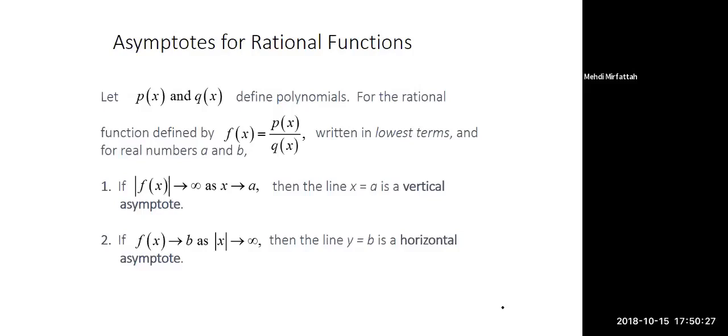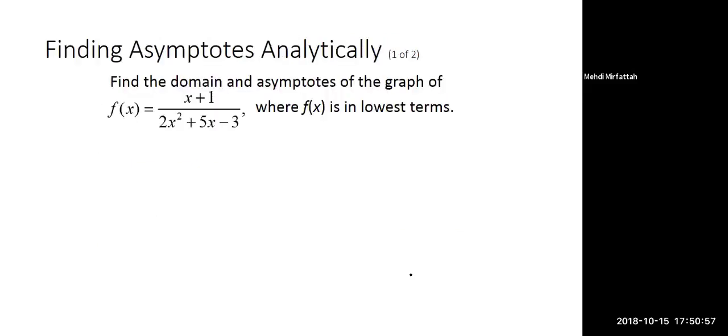and for real numbers a and b. If the absolute value of f of x approaches infinity as x goes to a, then the line x equal to a is a vertical asymptote. If f of x goes to b as the absolute value of x approaches infinity, then the line y equal to b is a horizontal asymptote. This all makes more sense as we look at more examples.